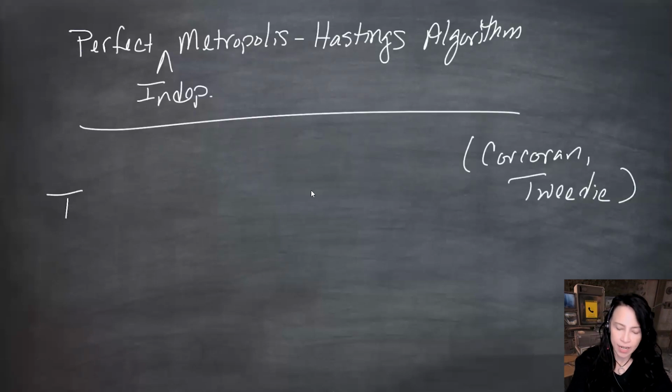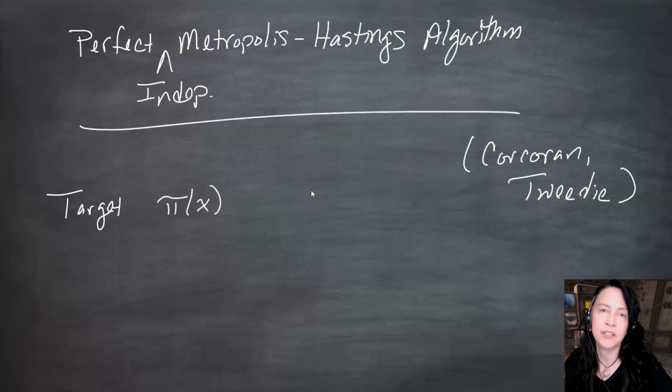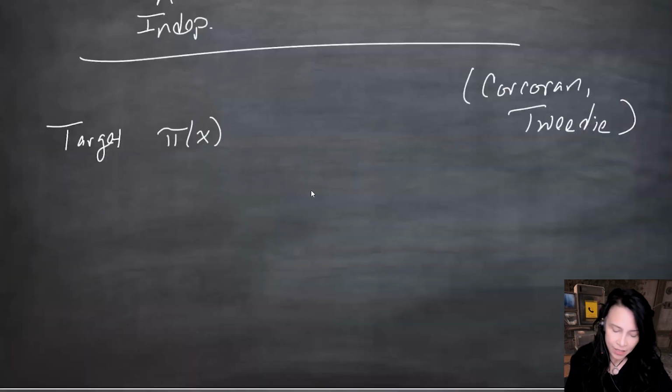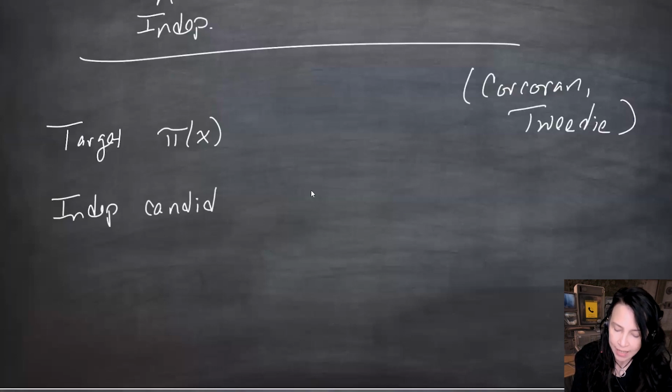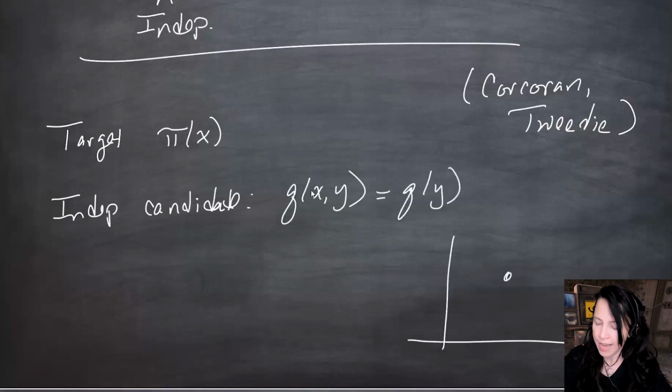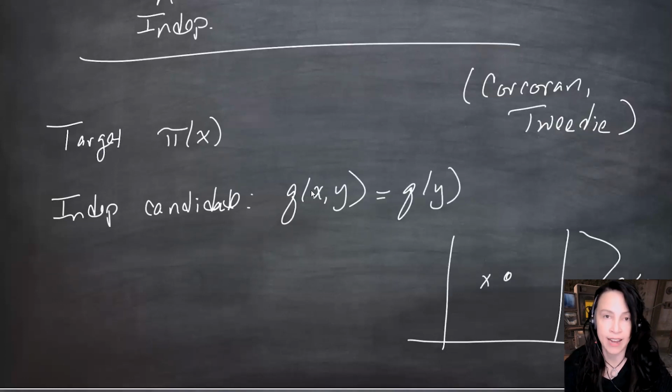And so your target is some pi of x, which is likely on a continuous state space. So how the heck are you going to start from all places? You can't on a continuous state space. And if it's unbounded, even worse. And you take an independent candidate for Metropolis-Hastings, so a Q(x,y) equaling some Q of y, right? So if you're currently at x, you would choose y from some distribution that doesn't depend on x, and then you accept the move or not accept the move.